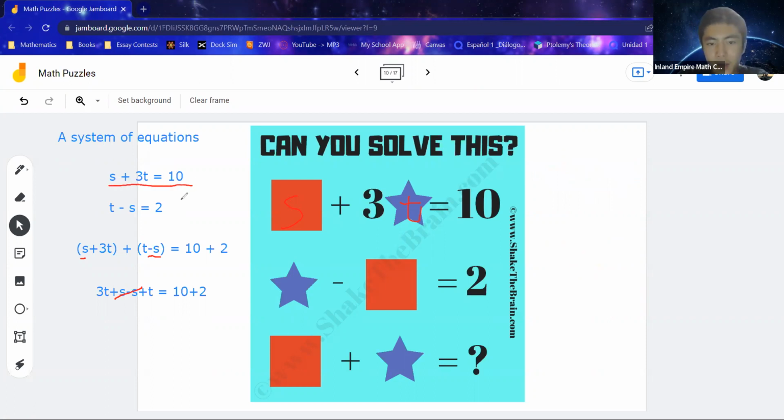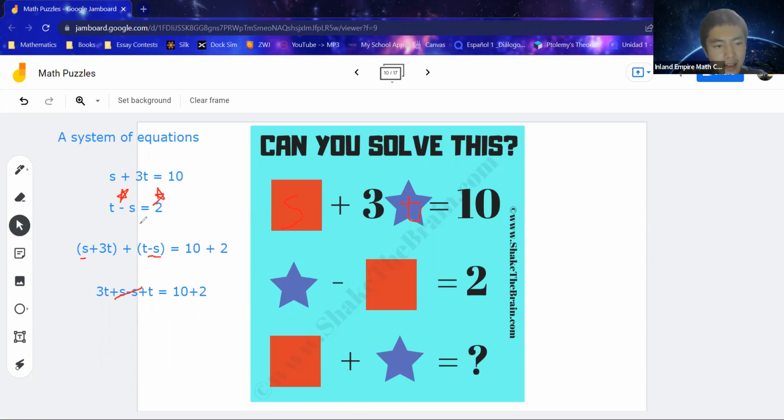So as we have already stated, s is some number we don't know, and t is also some number we don't know. So s plus 3t is 1 s plus 3 copies of t. So that's equal to some number that we don't know, and we know that this number is equal to 10, right? And the second equation is saying that t minus s is some number that we don't know, and that this number is equal to 2.